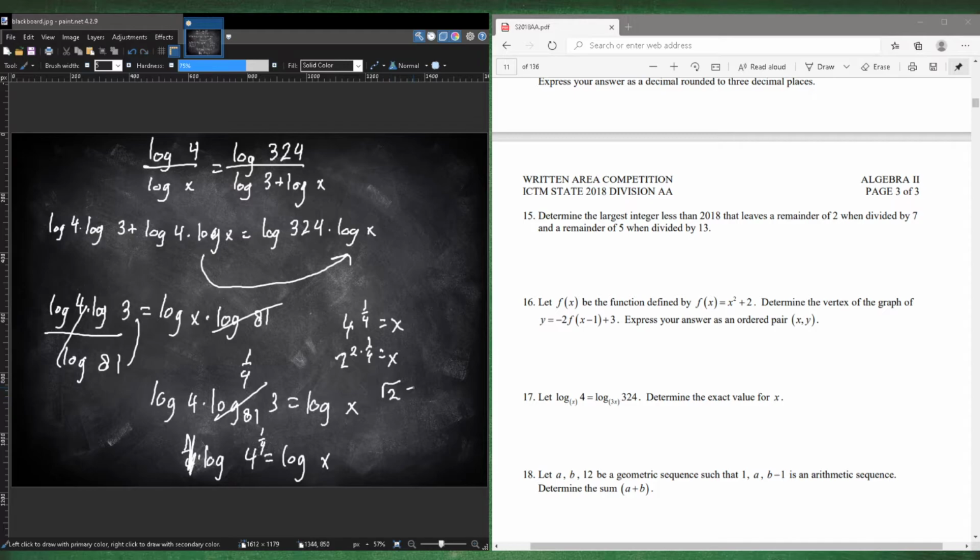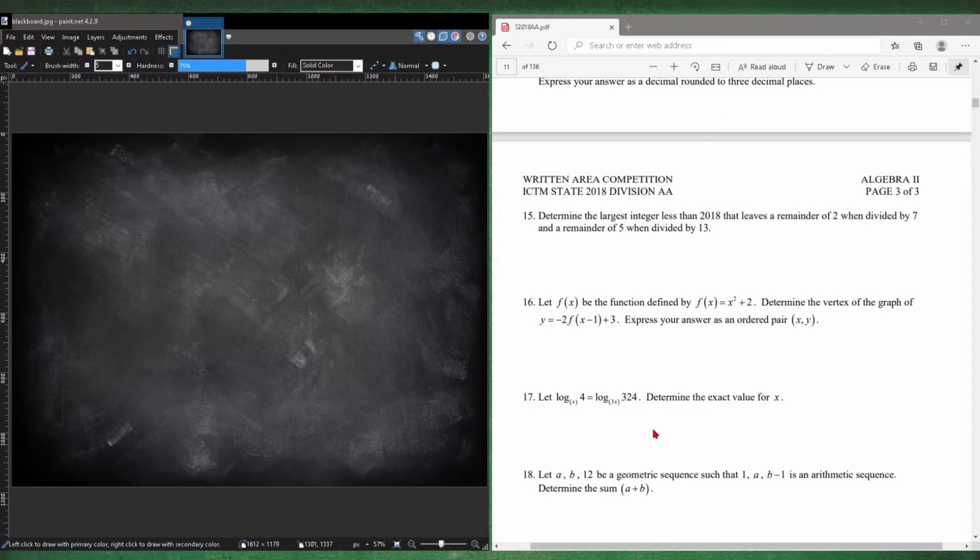Square root 2 is equal to your x. And that is your answer for number 17. So just use your log rules and you should be fine.